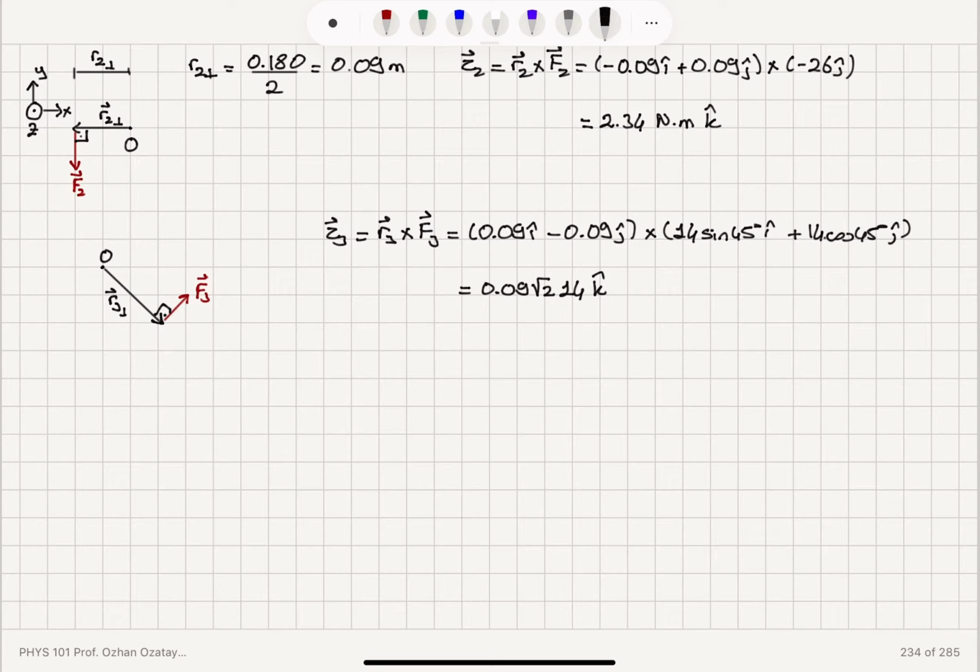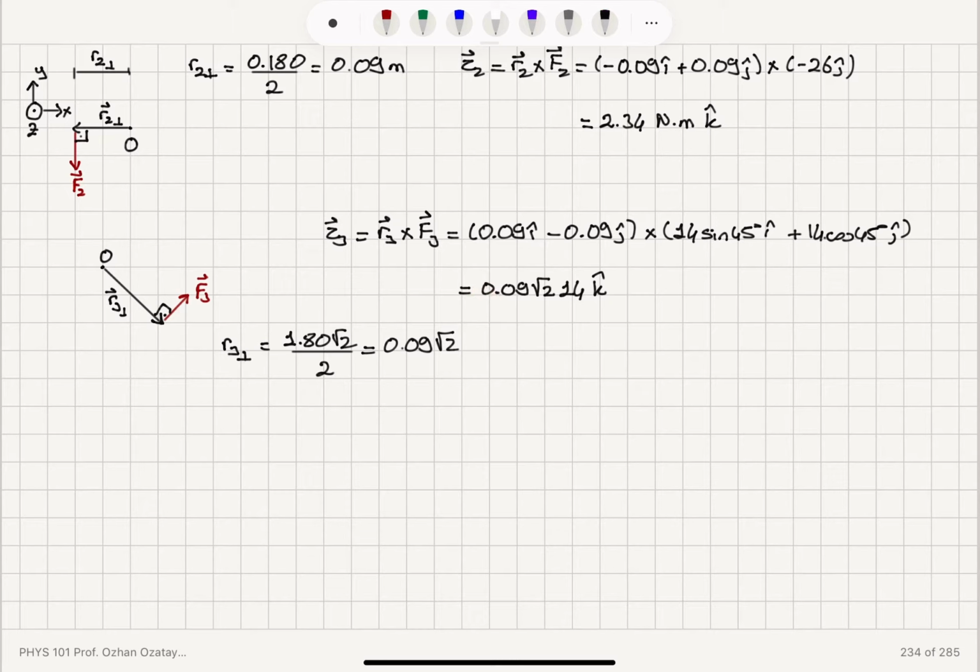Another way to see that is we need to look at the perpendicular distance between the application point and the pivot point here. R3 perpendicular is going to be equal to the length of the diagonal, 1.80 square root 2 of the square, divided by 2. So you can see that this is actually 0.09 square root 2. So we have to multiply 0.09 square root 2 with 14.